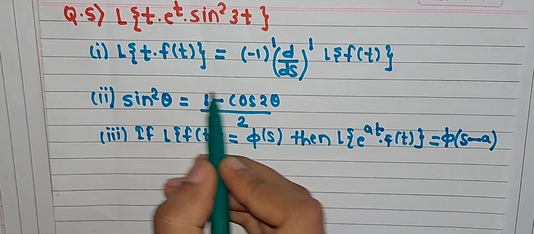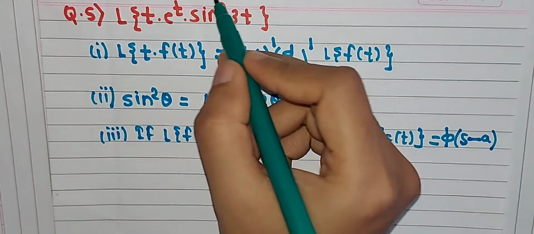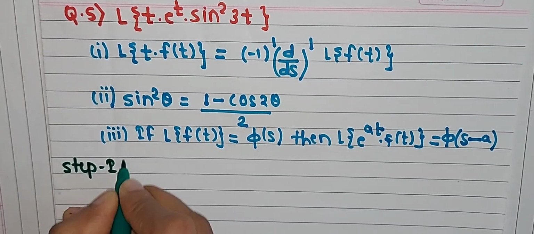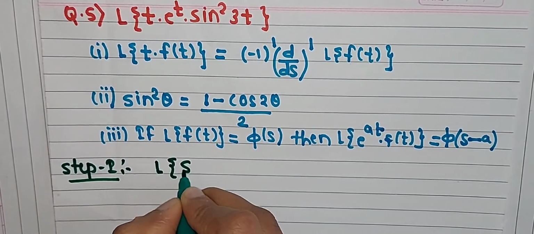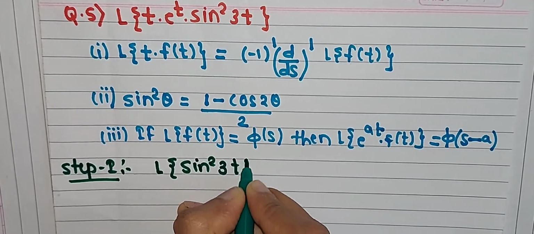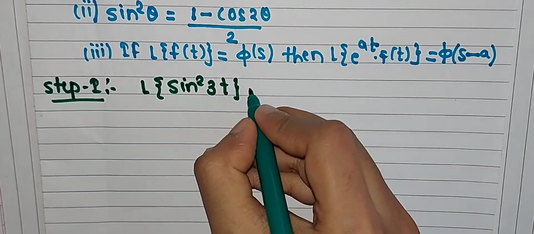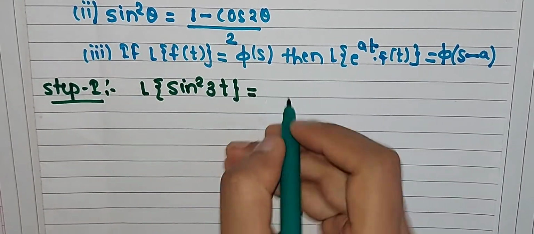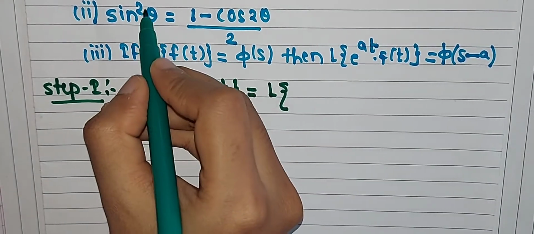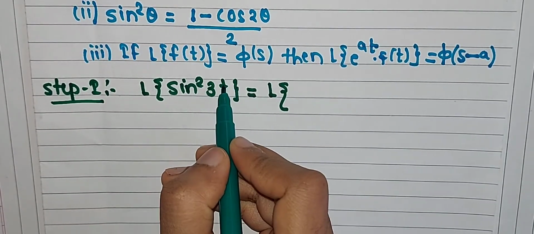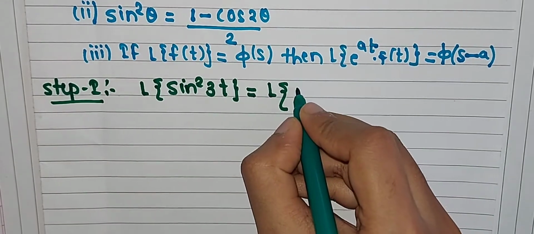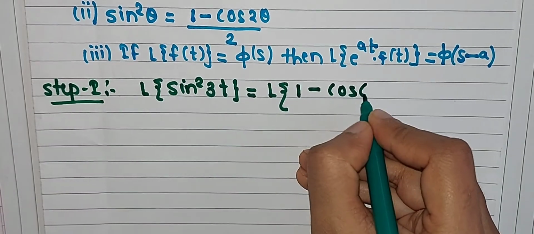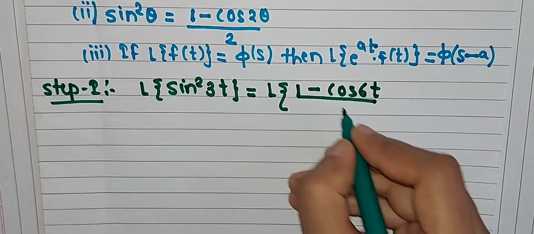Firstly, we will use this second formula to reduce it into linear form. Therefore step number 1: apply Laplace on sin square 3t. We don't have any standard formula for a square term, therefore we will convert it into linear form. For that purpose we will use this form, where in the formula we have theta and now we have 3t. With the help of this we can write the RHS as 1 minus cos of 2 into theta, that is 2 into 3t, which is 6t, divided by 2.